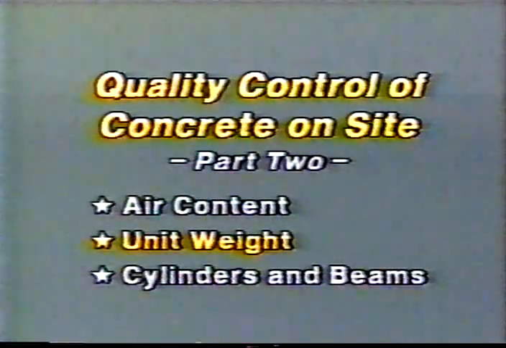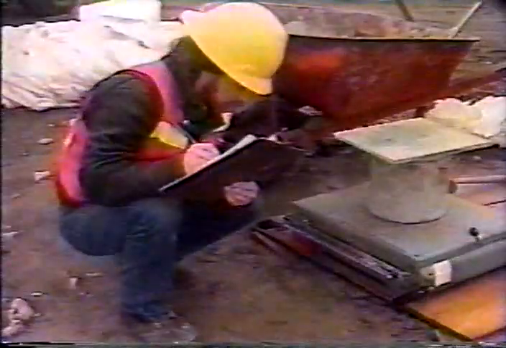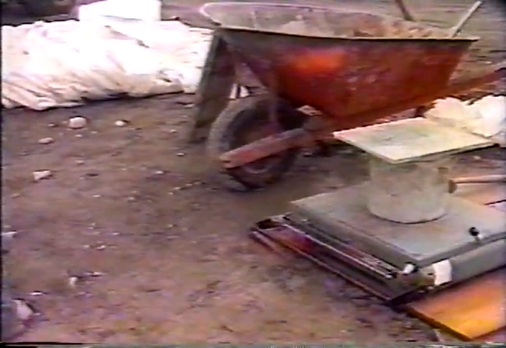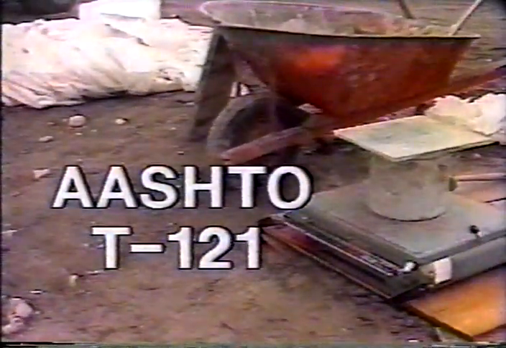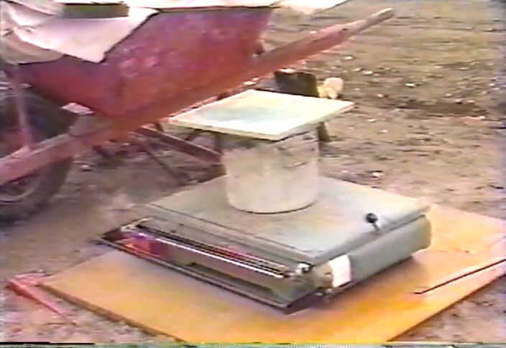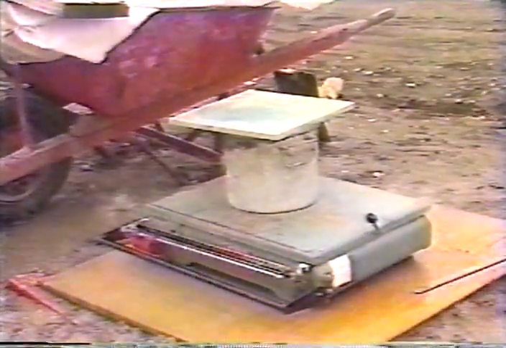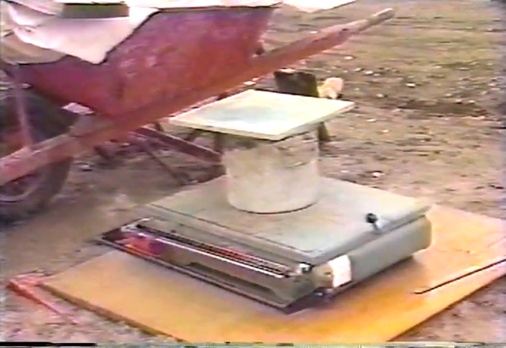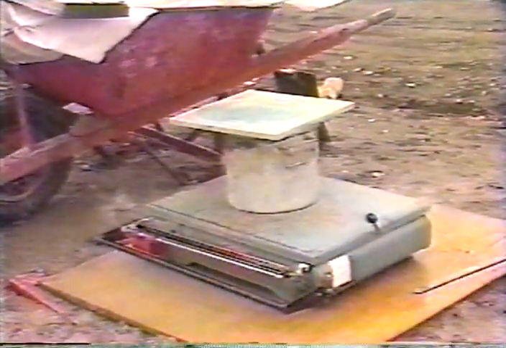Now it's time for the unit weight measurement of fresh concrete. The unit weight, or density, is determined simply by weighing a known volume of the concrete according to AASHTO T121. The same equipment used for air content testing is needed, as well as a measuring container, or measure, a balance or scale, and a strike-off plate. The balance or scale must be accurate to within 0.3% of the test load.